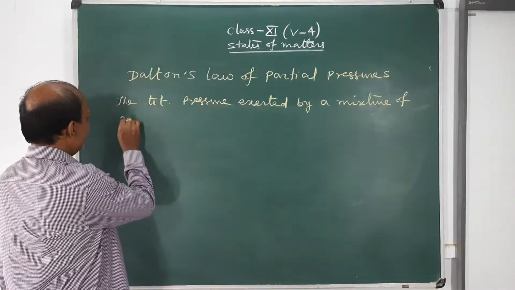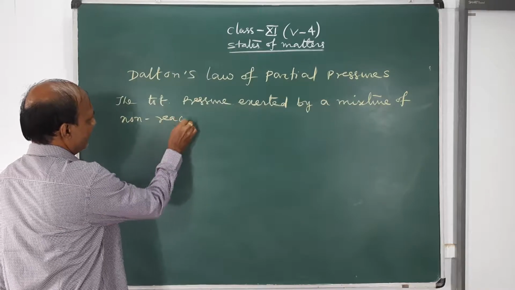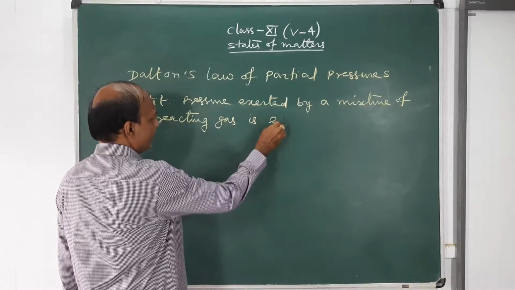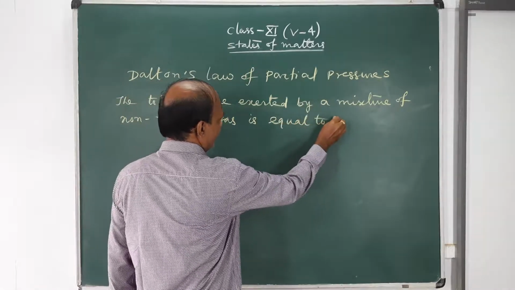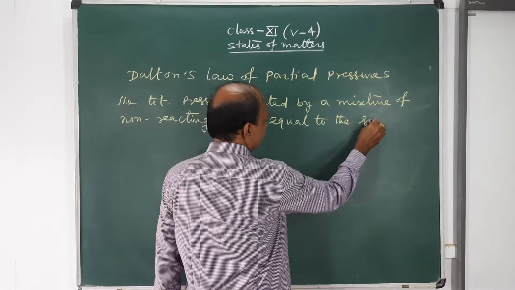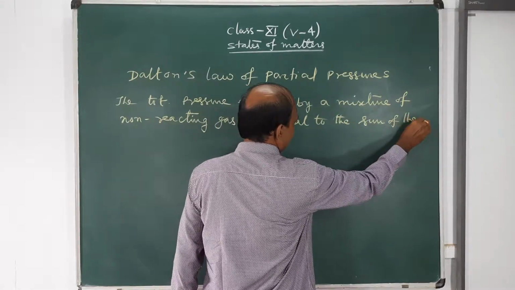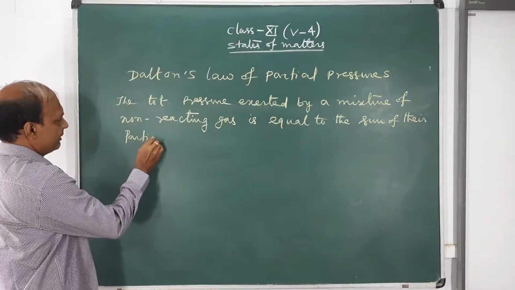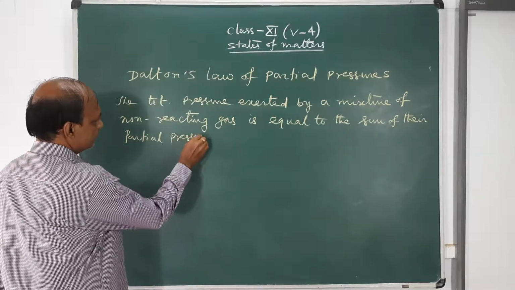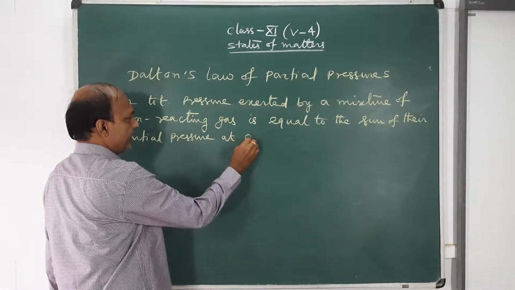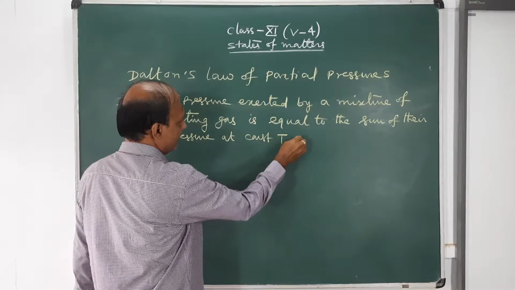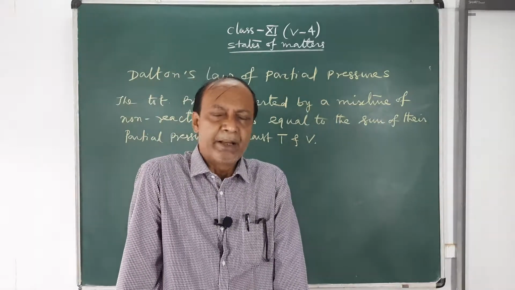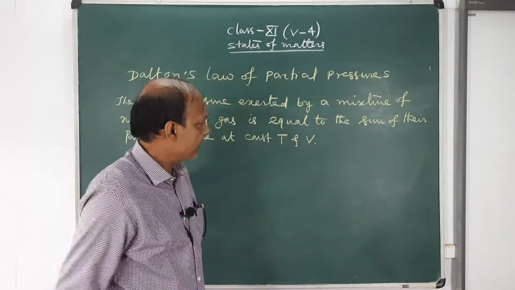Therefore, the total pressure exerted by a mixture of non-reacting gases is equal to the sum of their partial pressures at constant temperature and volume. Volume should not be changed, temperature should not be changed. Let us take an example.